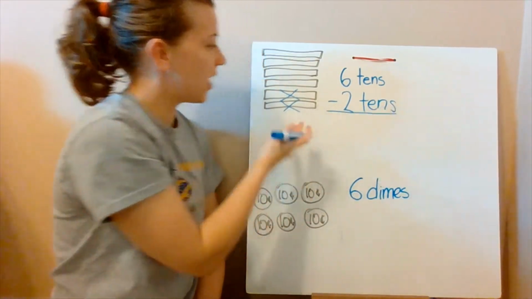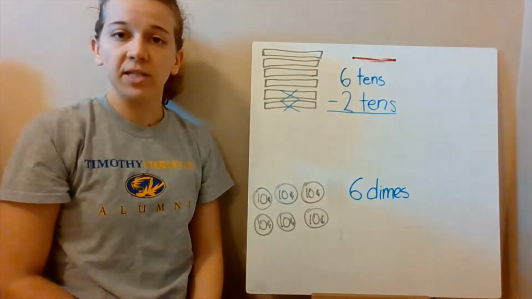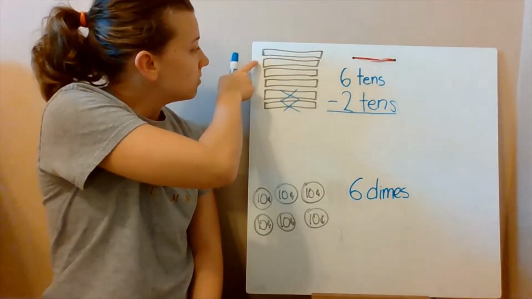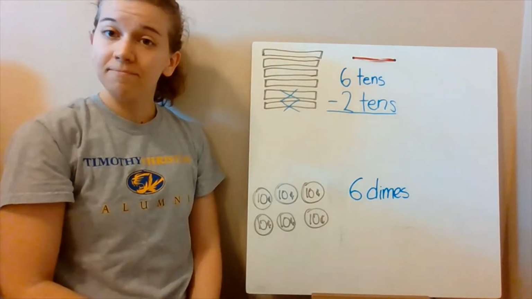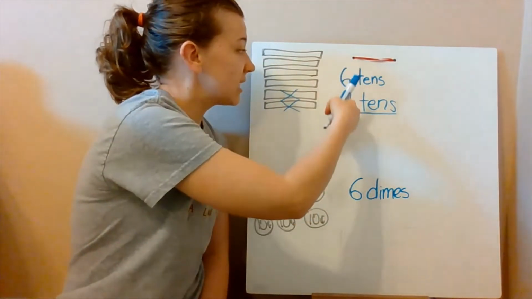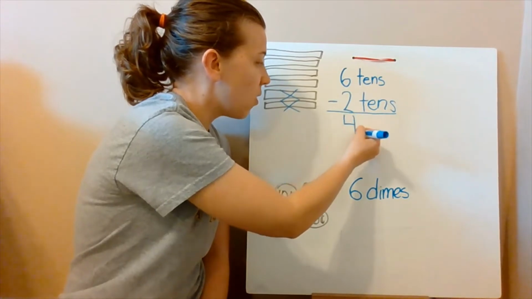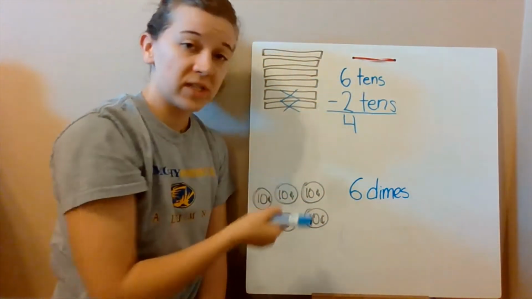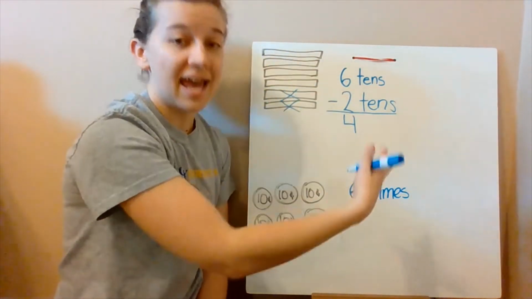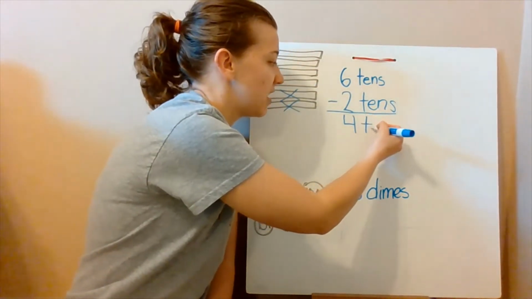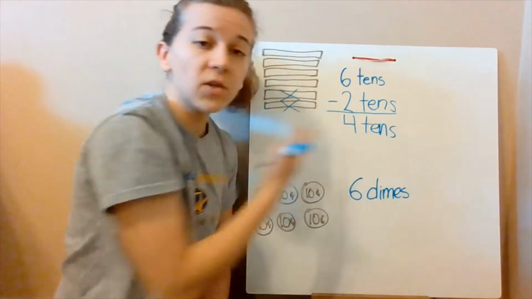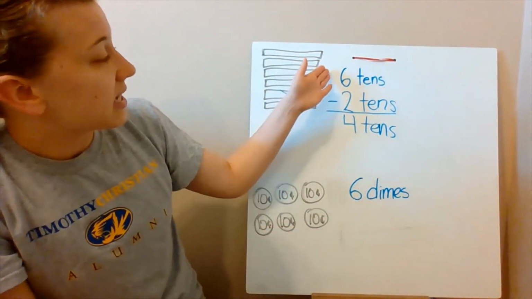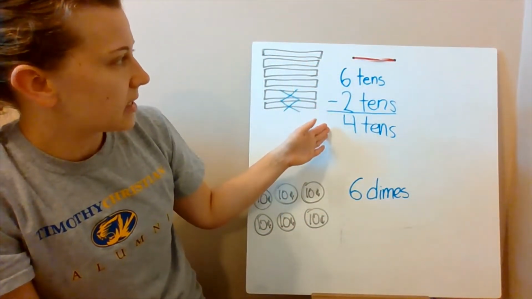Okay, so now how many tens are left? How many ten rods are left? Let's count them. 1, 2, 3, 4. So 6 minus 2 equals 4. And then remember, we're doing tens, so it's 6 tens minus 2 tens equals 4 tens. Good. All right, so there is one way to write it.